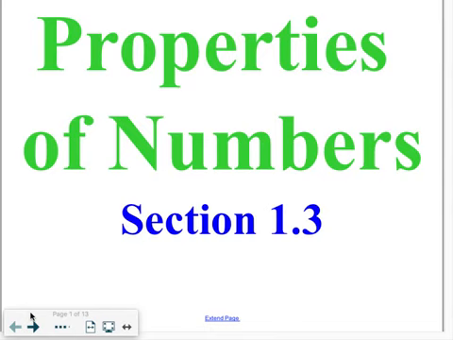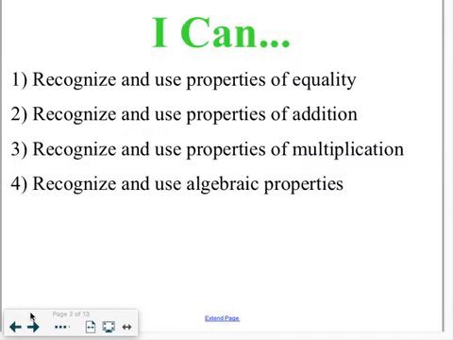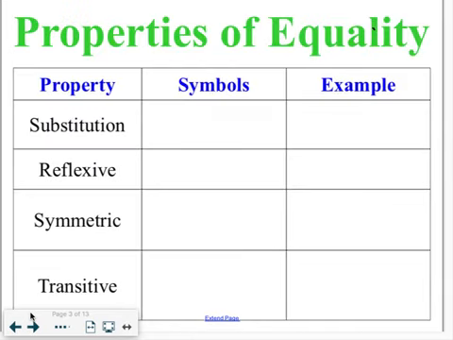Hello class, in today's lesson we are going to cover section 1.3, which is called the properties of numbers. In today's lesson we will be learning about properties of equality, properties of addition, properties of multiplication, and algebraic properties. We're going to start with the properties of equalities.